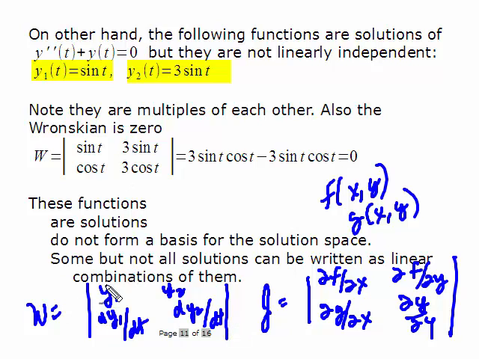Okay, so using this for these two functions, I end up with a Wronskian of 0. So they are solutions, but they do not form a basis. Some, but not all solutions can be written as linear combinations of them.